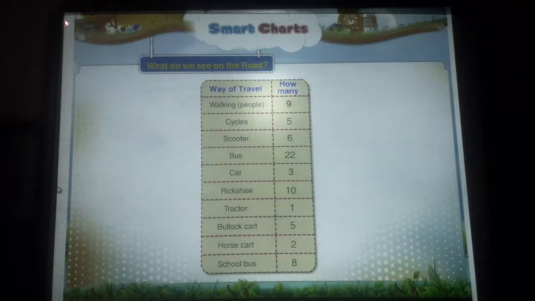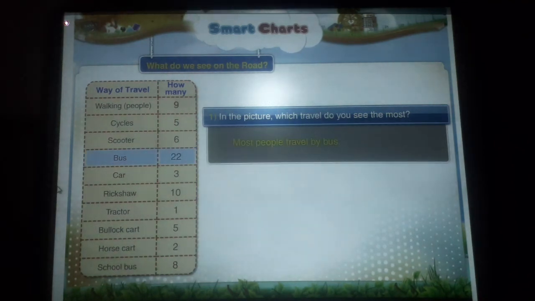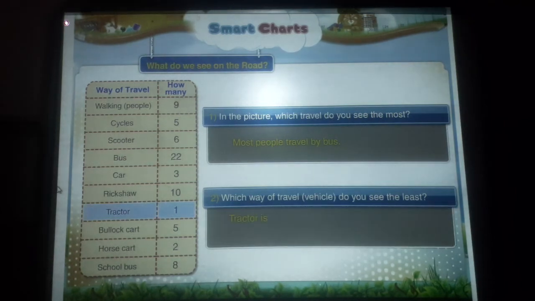With the help of the table, answer the following questions. 1. In the picture, which travel do you see the most? Most people travel by bus. 2. Which way of travel or vehicle do you see the least? The tractor is seen the least as the way of travel. Also, the bullock cart and the horse cart are also seen the least.